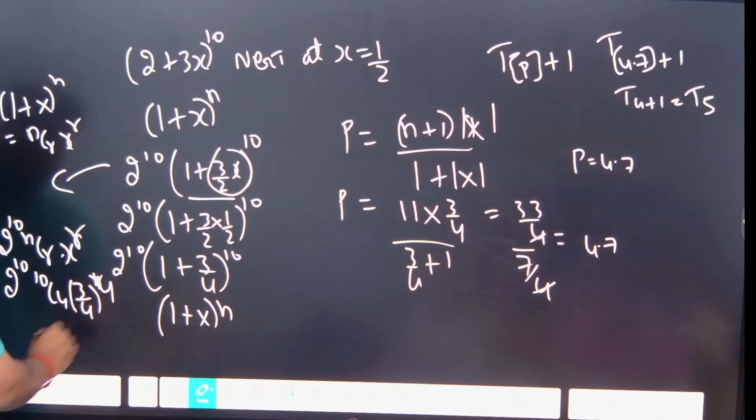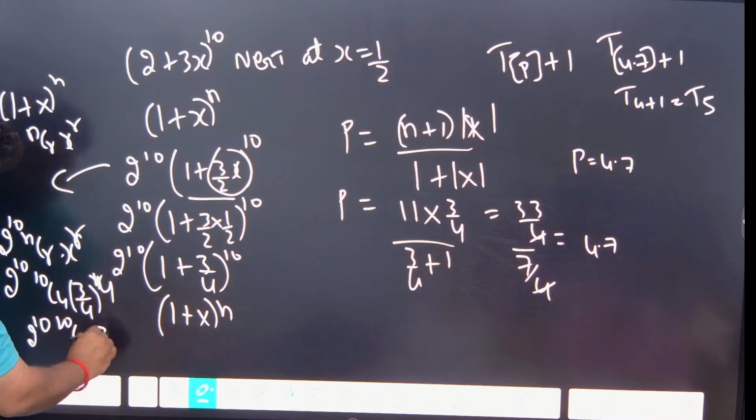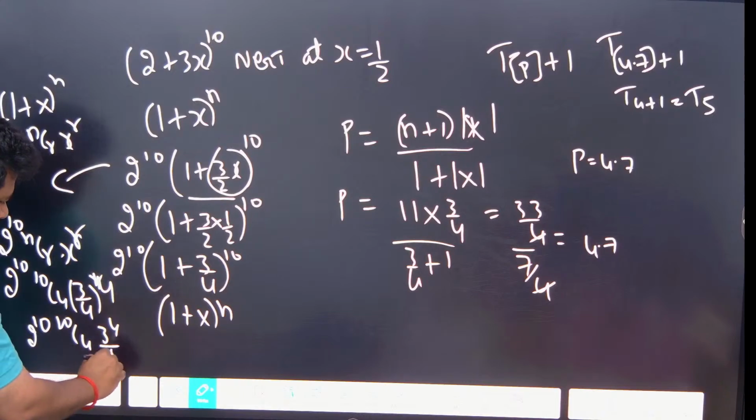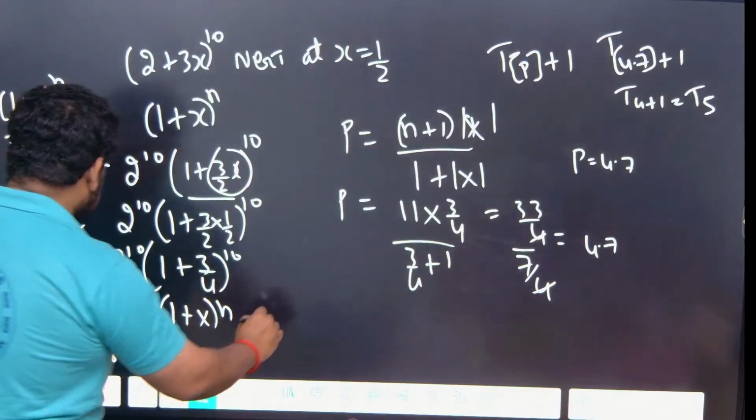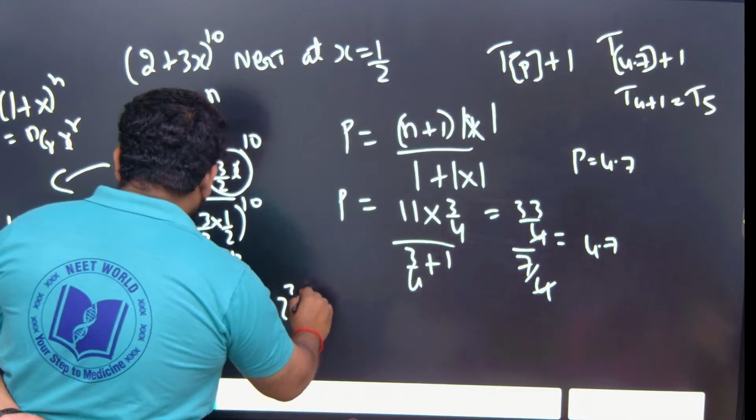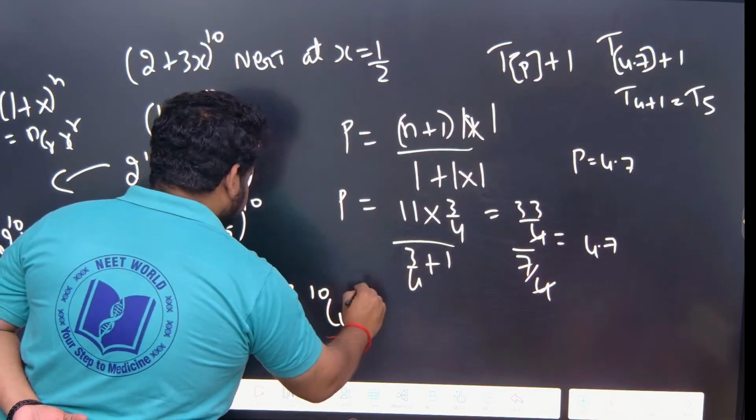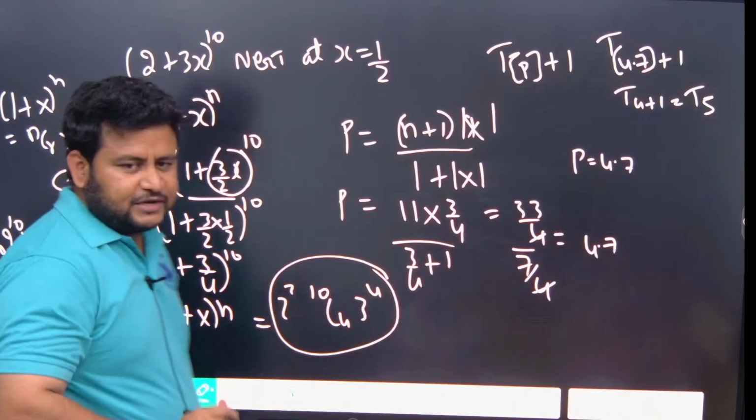That is 4. So if you simplify this, 2 power 10 into 10C4 into 3 power 4 by 4 power 4, I can write it as 2 power 2 into 10C4 into 3 power 4. Understood? So numerically greatest term.